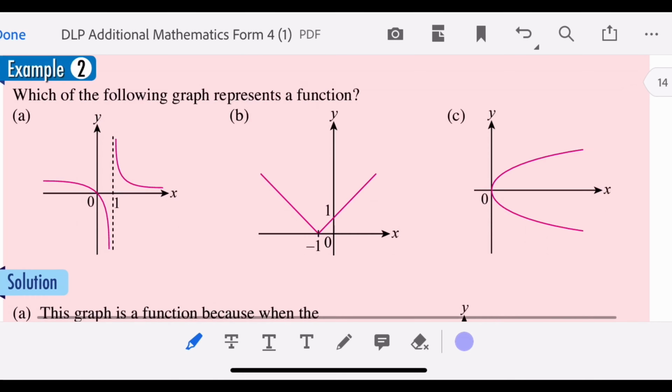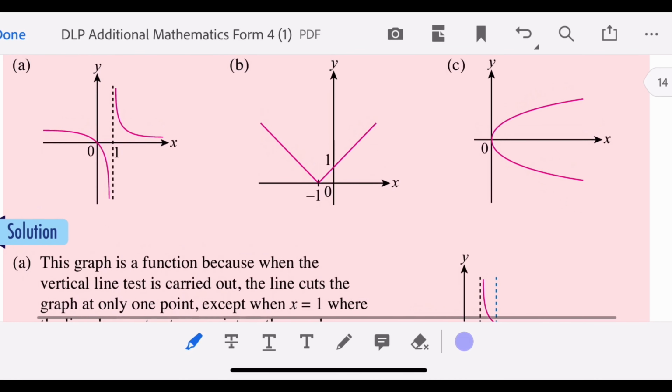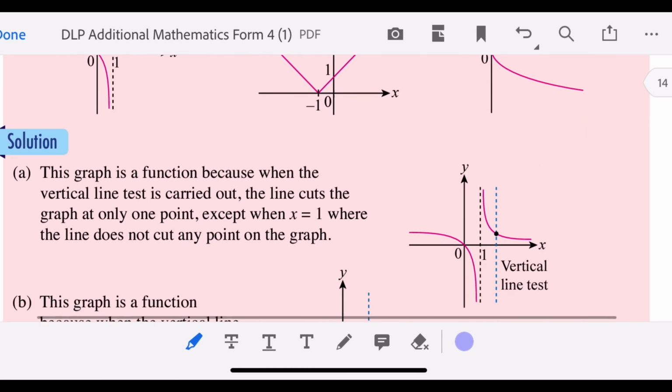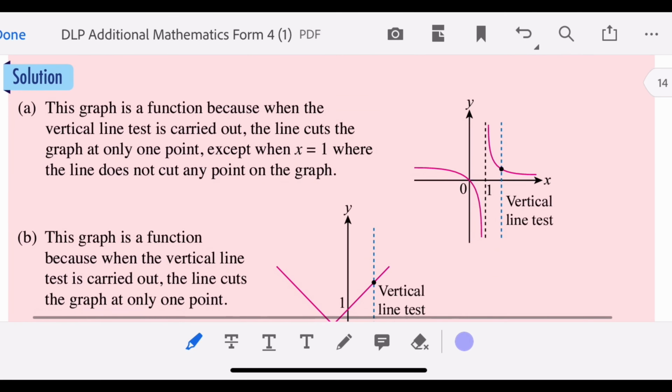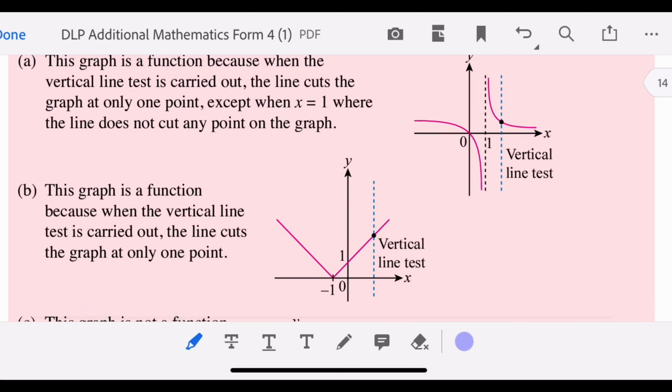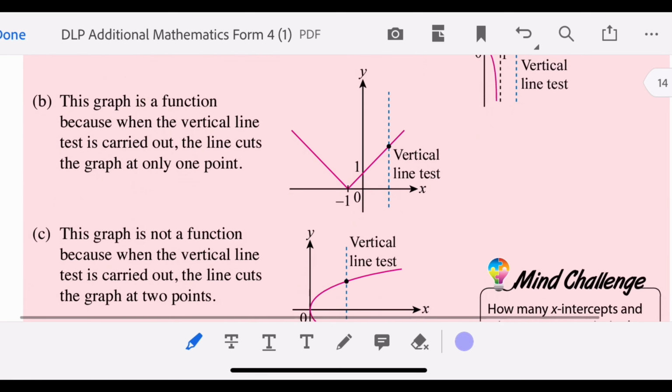So now for example 2, which of the following represents a function? You need to draw a vertical line. For A, it seems like the line cuts the graph at only one point, except when x equals 1, where the line does not cut any point on the graph. So for the vertical line test, it's shown that for A, the graph is a function.